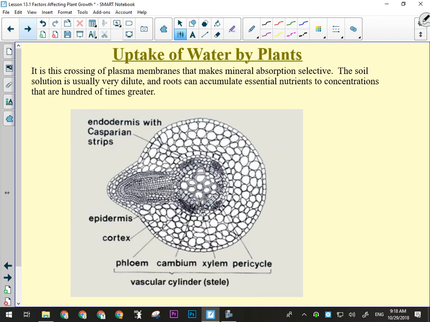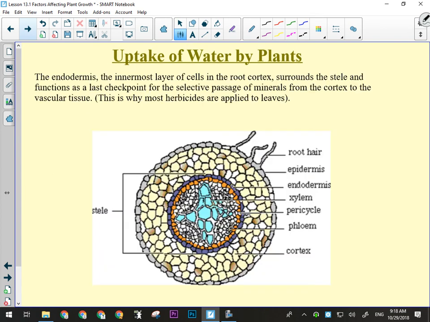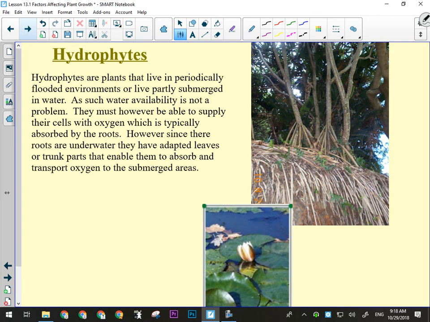We already talked about that, so we'll skip that. Essentially there are two groups that plants can fit into: the hydrophytes and the xerophytes. The suffix phyte means the same as phile or philic, which means to love something. So if you are a hydrophyte or a hydrophile, you love water.